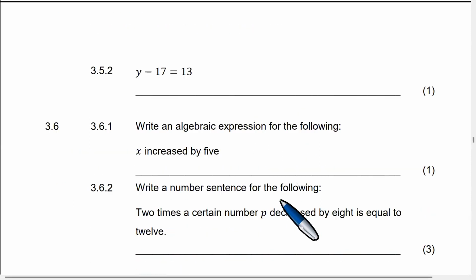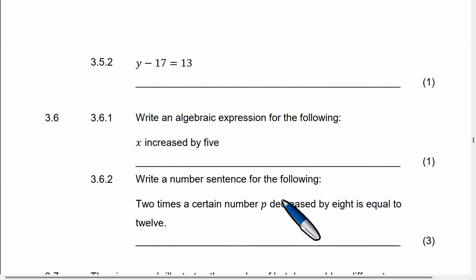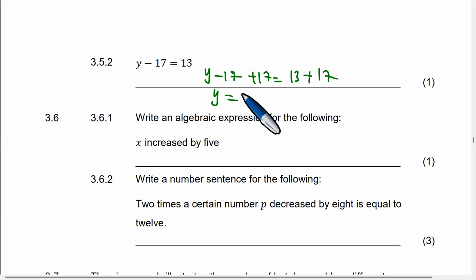Next question. Now we look at 3.5.2. What is the answer? Says it 30. Okay, how do you solve this one? To solve this one, it's y minus 17. You add 17 and you have 13, you also add 17. So you want to remove the 17, you add 17 on the left and on the right, which means you have y equals, what is 13 plus 17? 30. Well done, 30.